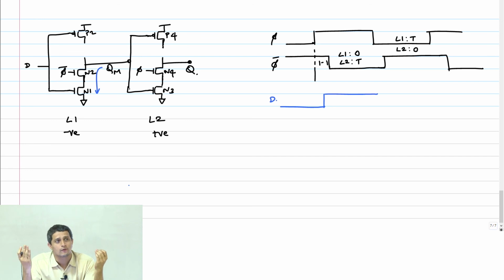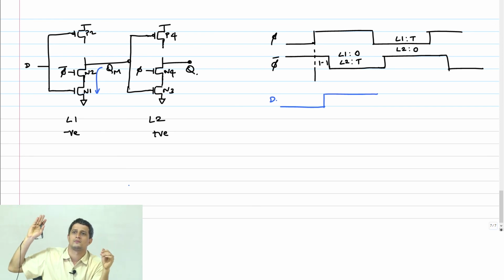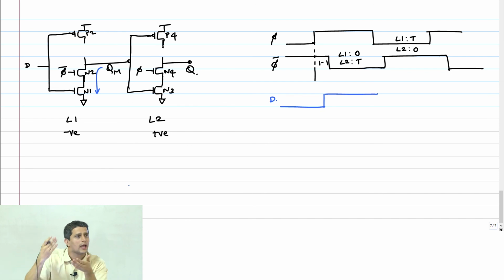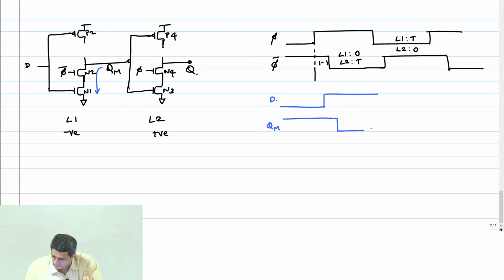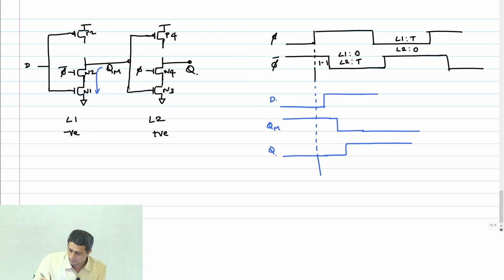What is happening in L2 after that? It is transparent. That means any change that has gone through to QM will go straight to Q after that. And therefore, you will have a serious violation. So QM, if you look at this, will basically happen to be like this, and Q, which was actually supposed to sample the edge 0, will actually get inverted like this, somewhere in between. My sampling edge is this.